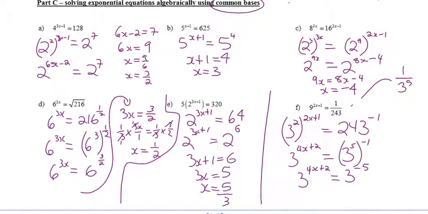What's the next step? Yeah, so we come up here and we go 4x plus 2 equals negative 5. 4x is equal to negative 7, and x is equal to negative 7 over 4. Can we check this?